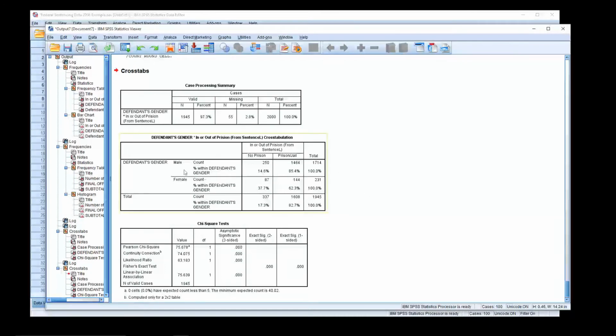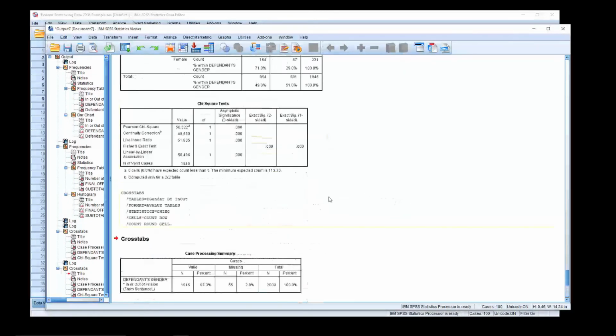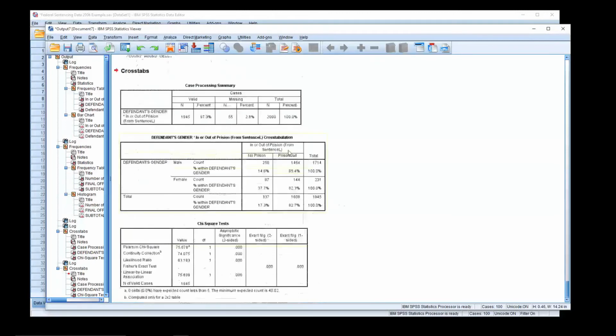So we have here, and the previous analysis was up here. This is a new one, examining the in-out decision. So we find men, 14% did not get prison, where 37% of women didn't get prison. When it comes to getting prison, 85% of men got prison, only 62% of women. So there, once again, is a difference where it seems like judges are sentencing women so that they're less likely to receive a sentence in prison.